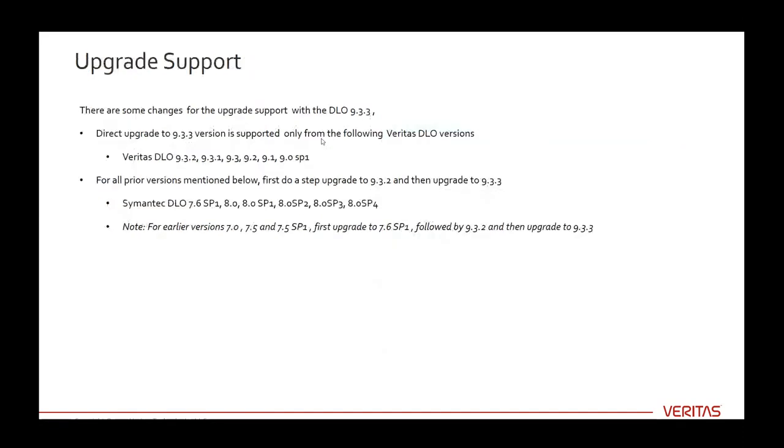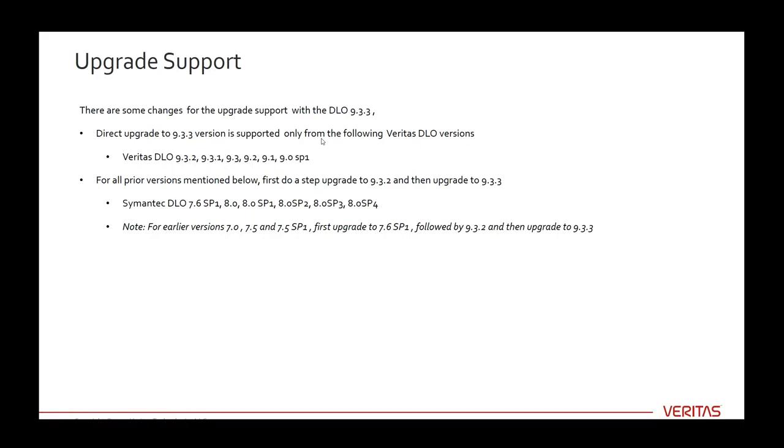So upgrade support. We are supporting direct upgrade from 9.3.2, 9.3.1, 9.3, 9.2, 9.1, 9.0 SP1. So if any of your customers are using these versions, you can directly upgrade to 9.3.3. No step up upgrade is required. But if the customers are using any versions previous to these, like 7.6 or 8.0, 8.0 SP4, they need to do a step up upgrade. That is, first they need to upgrade to 9.3, then they need to upgrade to 9.3.3. Okay, so it's easy to upgrade anytime on the server level itself.